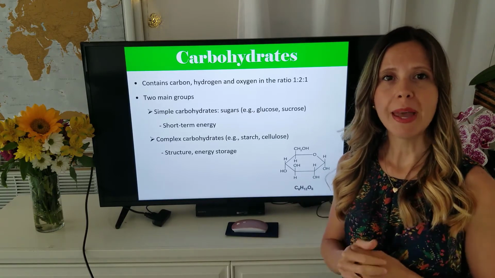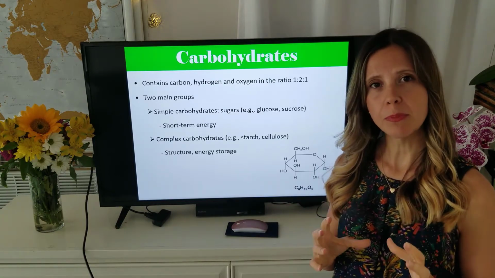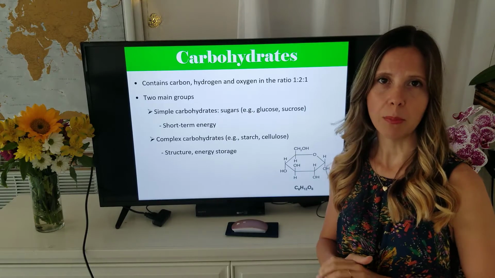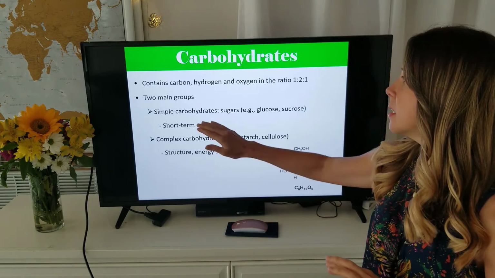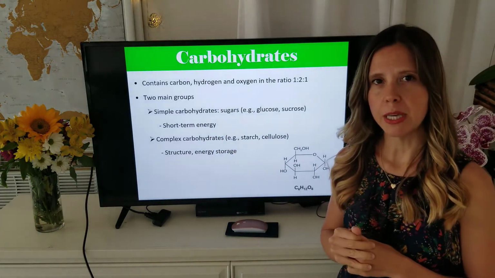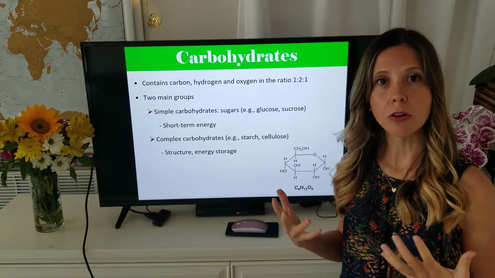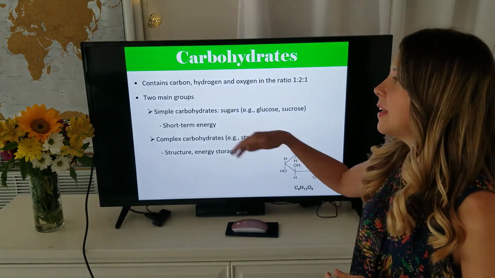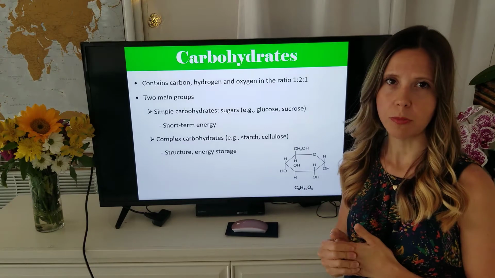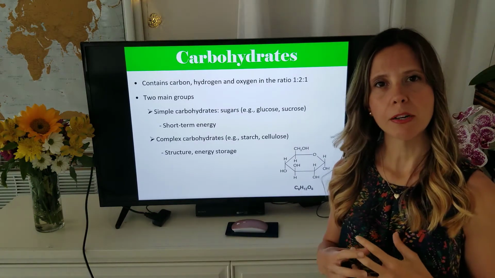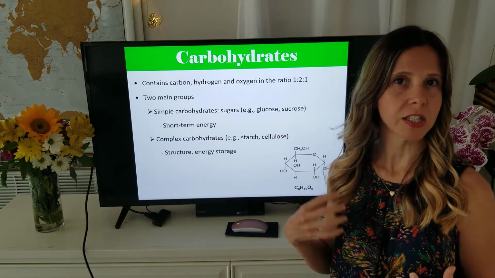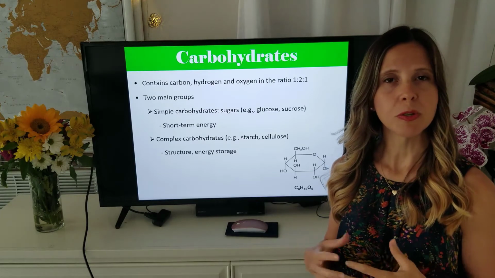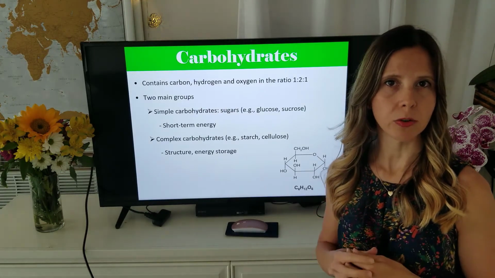We get 2 main types of carbohydrates. We get simple carbohydrates and then our complex carbohydrates. Simple carbohydrates are going to be our sugars, so things like glucose or sucrose, and these are going to be used for short-term energy. Our complex carbohydrates are going to include things like starch and cellulose, and these are going to be used for structure as well as energy storage within the cell.